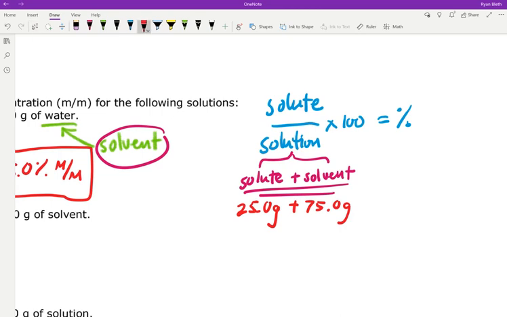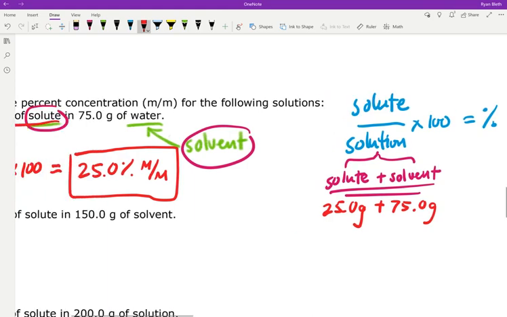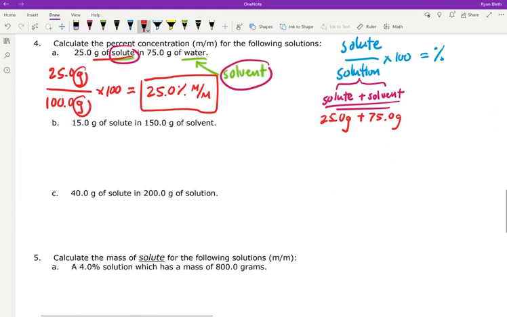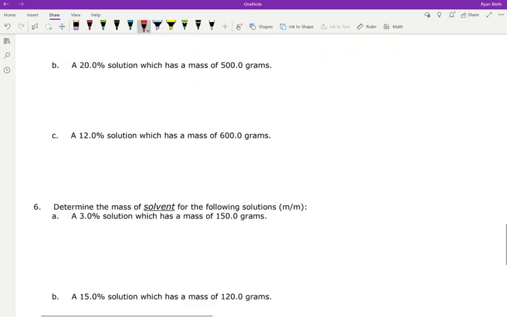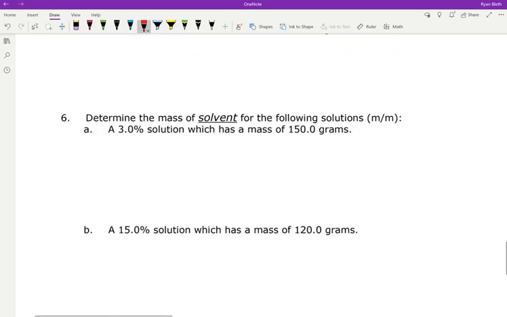So if I want to find the solvent's mass, I have to find the solute's mass first and take it away from the solution's mass as a whole. So let's take a look at 6A and see if we can figure that out. Let's take our equation, solute over solution times 100 makes percent. Well, look at our problem. Do we know the solute's mass? I don't think so. We have solution, which has a mass of 150 grams. My solution's mass, I know, it's 150 grams.